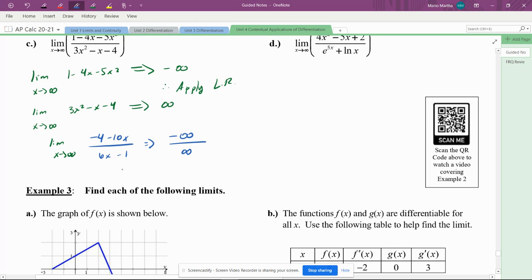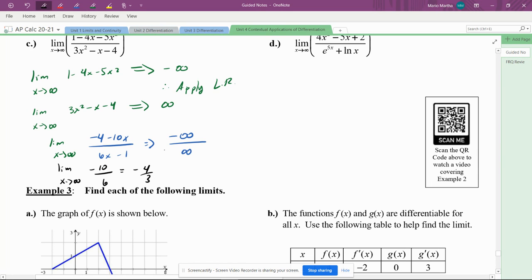So we can apply L'Hopital's rule one more time. And here we're going to say that the limit as x approaches positive infinity, derivative on top is just going to be negative 10. Derivative at the bottom is going to be positive 6. So therefore, we're going to say this goes towards negative 4/3.